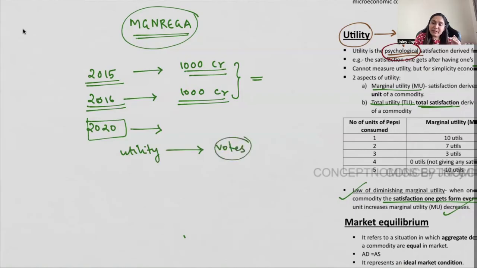For that, from 1,000 crore, the government would increase the amount, and let's take it as 2,000 crore. So what is the impact here? One, the utility would increase. As the utility increases, the number of votes would increase. But what is the negative side of it? The government would be spending a lot of money on it, and this will create a fiscal burden for the government.